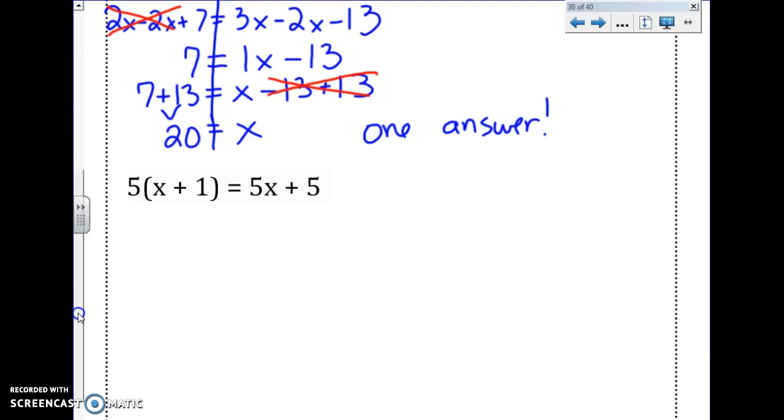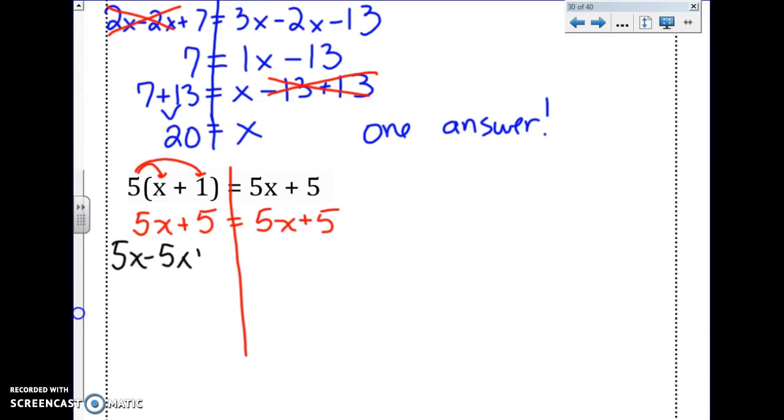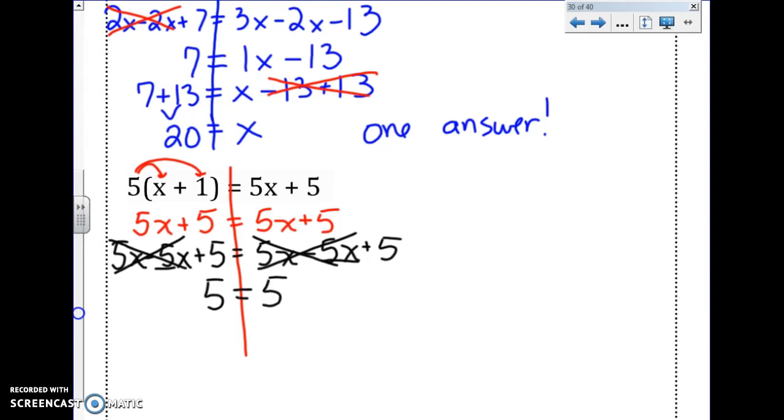All right, final example. If I pass out that 5, I get 5x plus 5 equals 5x plus 5. You're probably already noticing that it's the same thing on both sides, but I'm just going to walk you through so you see what happens. I can subtract 5x from both sides. All right, if I'm doing it to both sides, then the equation's still true. So cancel that out. This cancels to 0 x's, and I'm left with 5 equals 5.